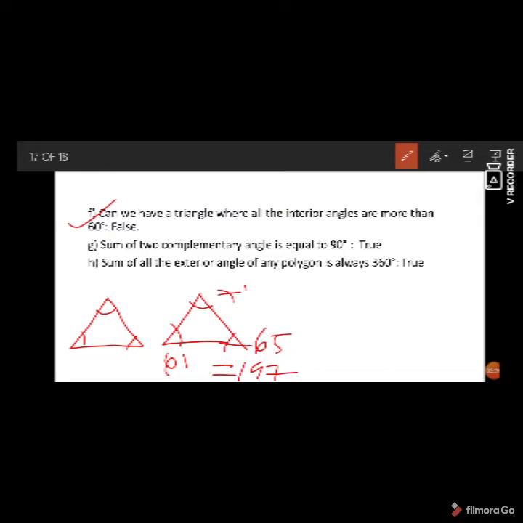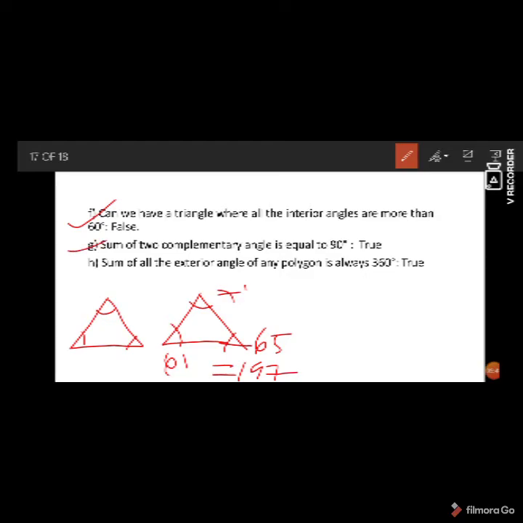Sum of two complementary angles is 90 degree. If two angles are added and it is said to be complementary, that means the added sum of the angles is 90 degree. So the statement is true.